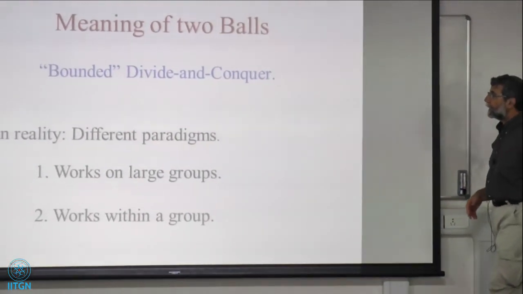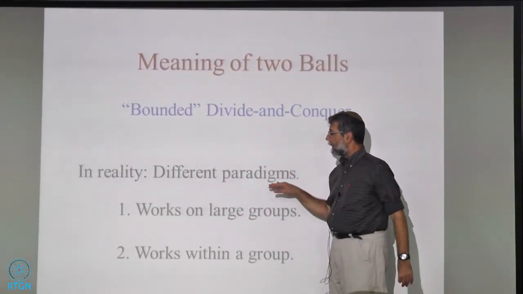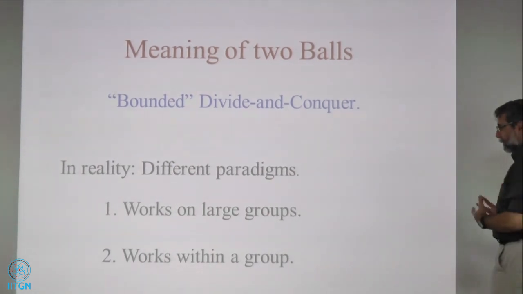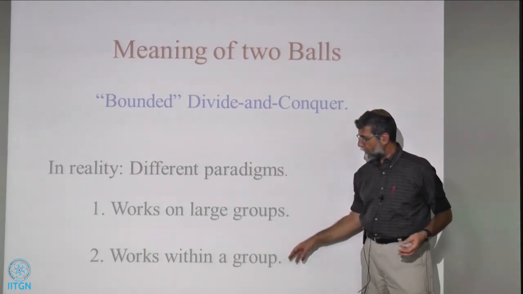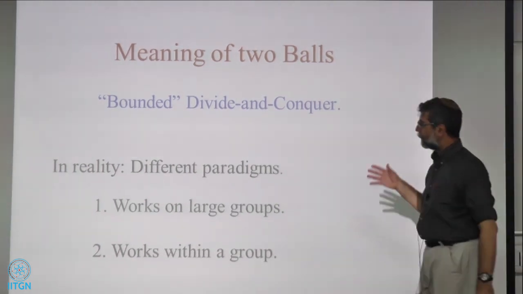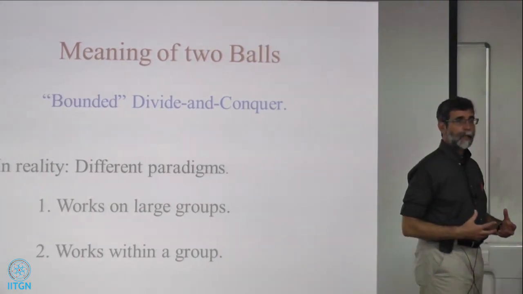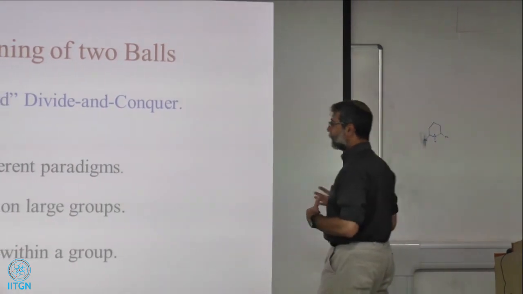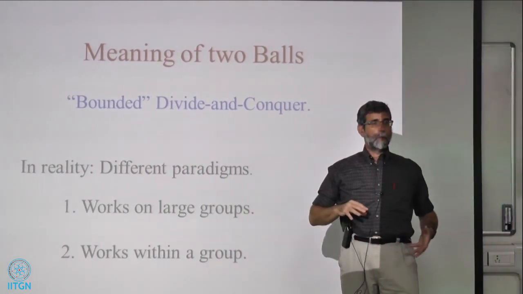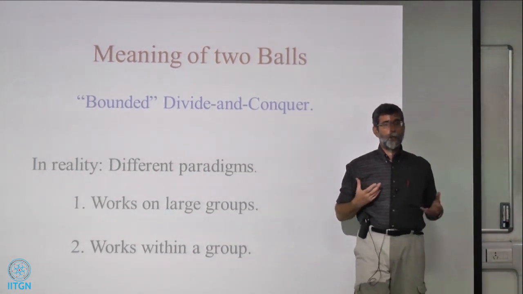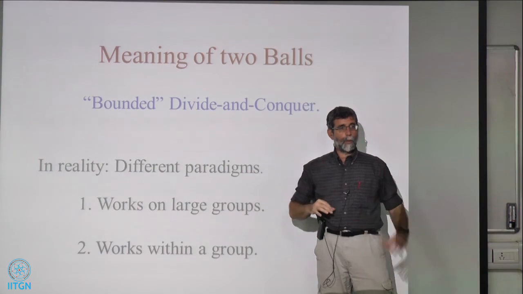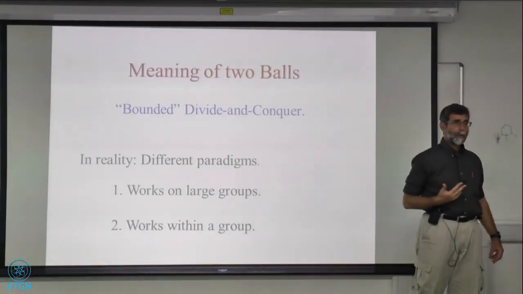Now, the meaning of the two balls in our case, as I said, it's a bounded divide and conquer, but the meaning is that in reality we have different paradigms here. And what we have is we're going to look at two different algorithms. One that works on large groups and one that works within a group. So in the story the balls are identical. But in our case, where we're going to be using this kind of idea for our pattern matching, the balls are going to be different kinds of techniques. We're going to have a specific technique that works well on the groups and will give us a good, efficient solution. And then we'll have a different technique that knows how to work well inside the groups, in the small numbers. So that would be the second ball. But together, between the two of them, we're going to get the square root.